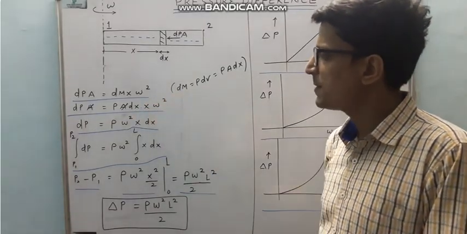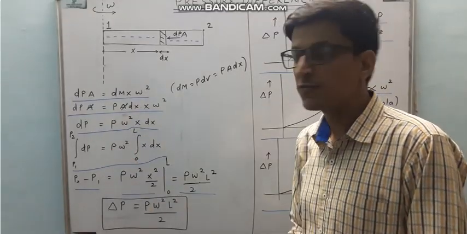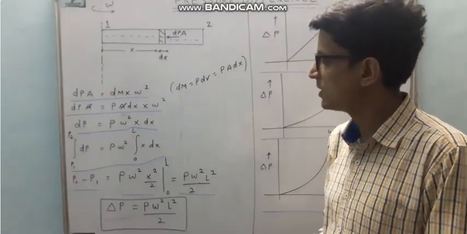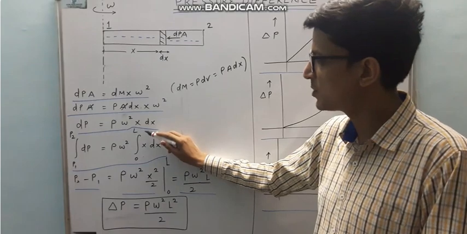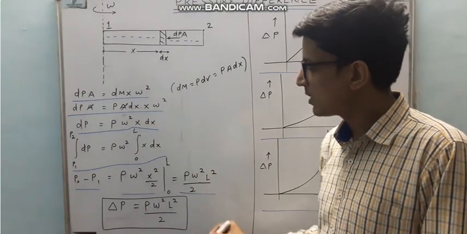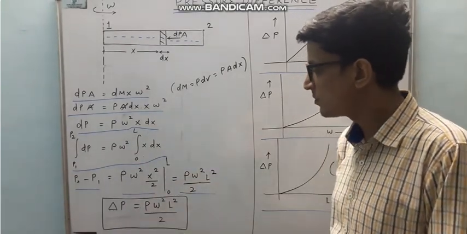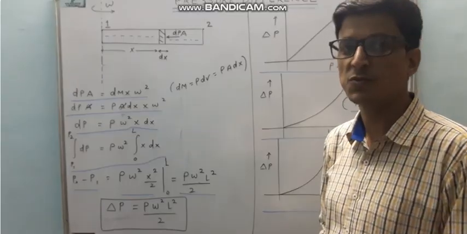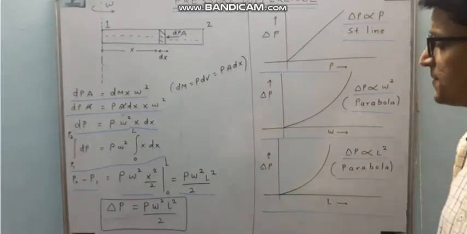So this is dP equal to rho A dx into x omega square. We just integrate it from the limit P1 to P2, and here the limit is from 0 to L. So after all the calculations, the pressure difference comes out to be rho omega square L square by 2. Now let's see the graphs.